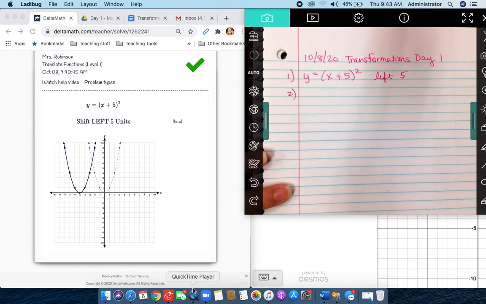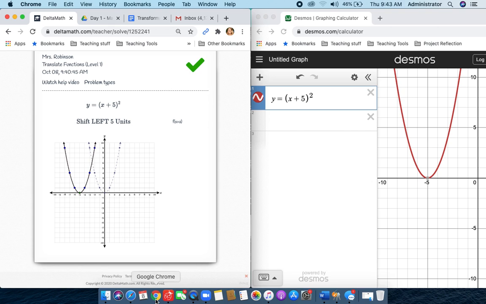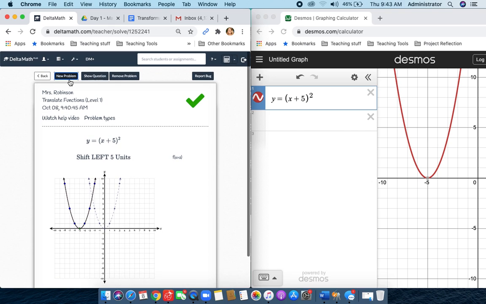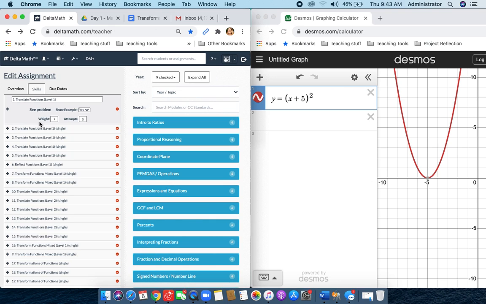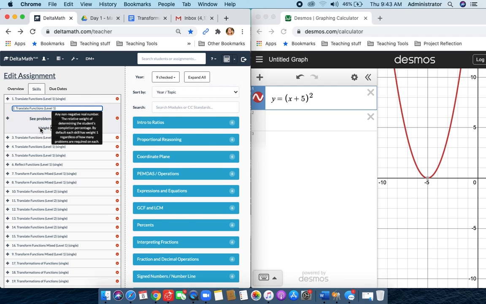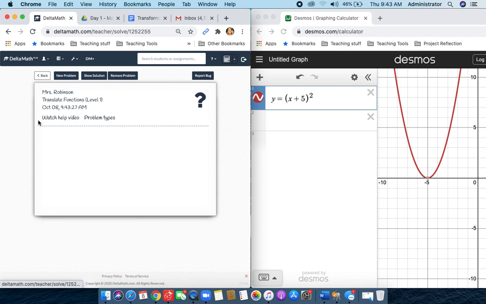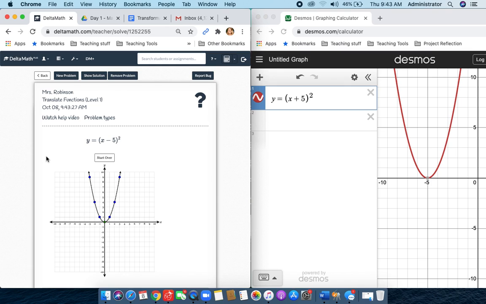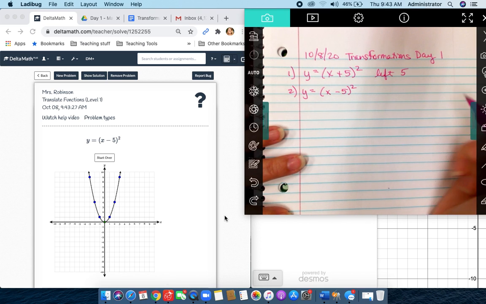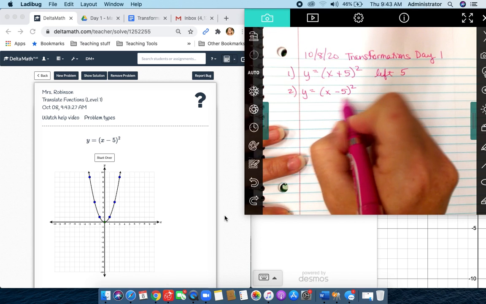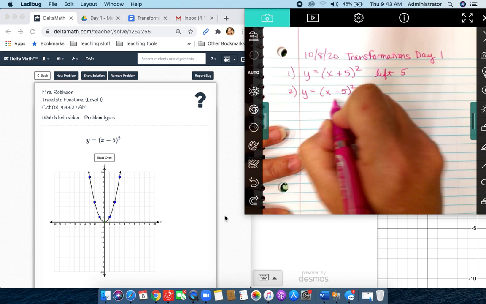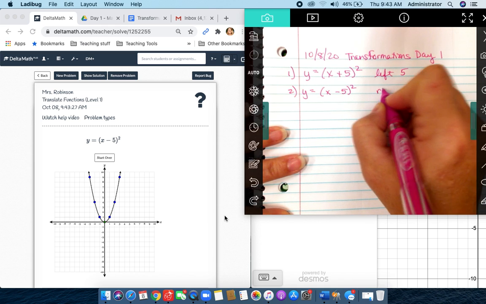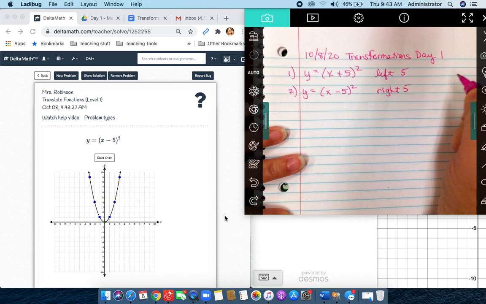Take every function and write what the transformation is. Hope that's easy enough. So like I said, I think I've got 8 that I'm going to do with you. So next, if we take a look at this, now I have y equals the quantity x minus 5 squared. And remember, it's going to do the opposite. If it's on the inside, remember, switch keep. So this would be right 5.